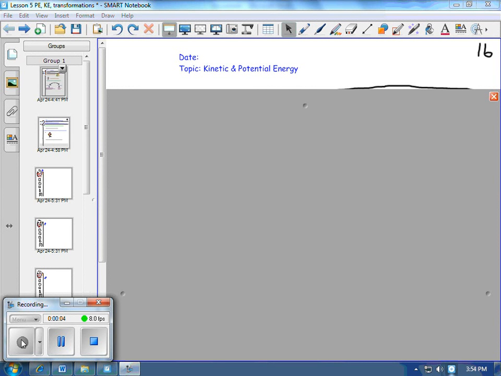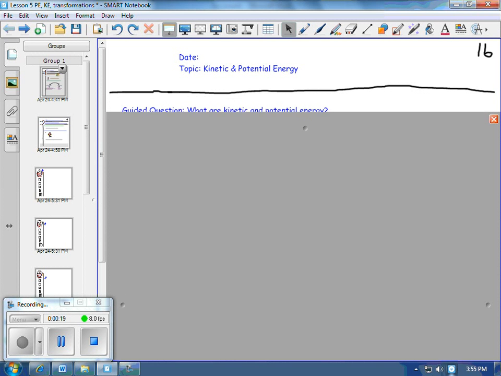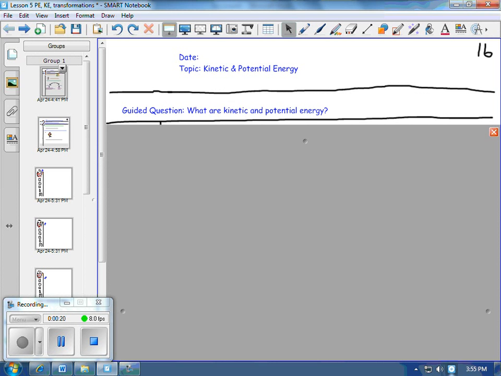This is Lesson 5. Lesson 5 consists of two parts. Part 1 is kinetic and potential energy. Part 2 is law of conservation of energy and energy transformations. Let's start out with our guided question. This is now page 16 in your interactive notebook. And our guided question for this is, what are kinetic and potential energy?